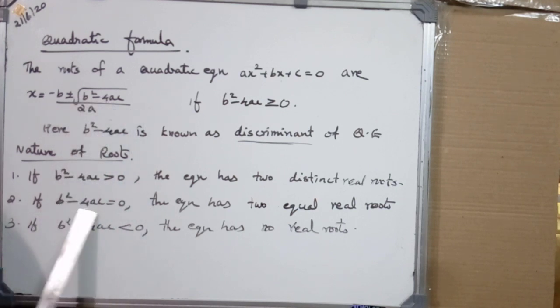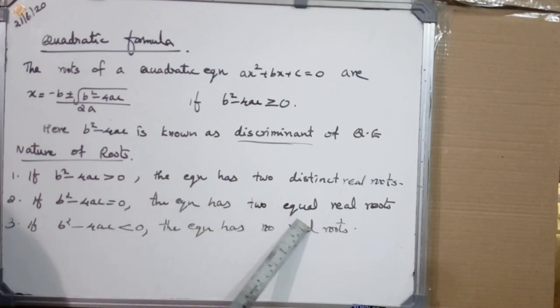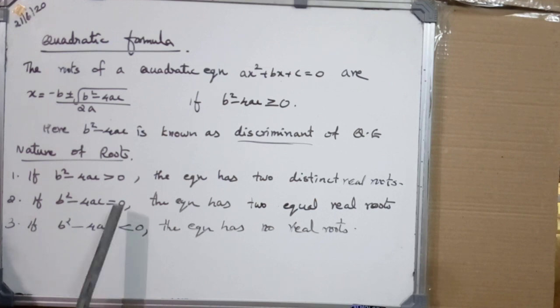And if the discriminant is 0, then the equation has two equal roots. And if it is less than 0, the equation has no real roots. That is, less than 0 means it is negative, greater than 0 means it is positive, and equal to 0 here. Now, we derived the formula by using the method of completing the square.